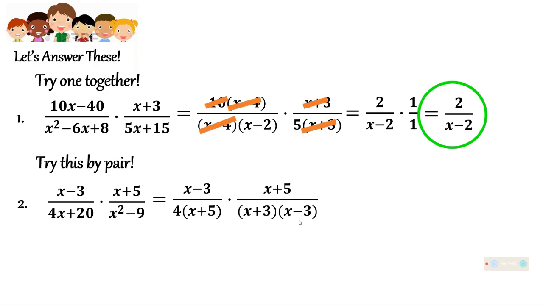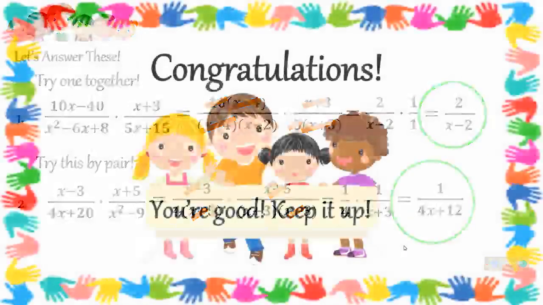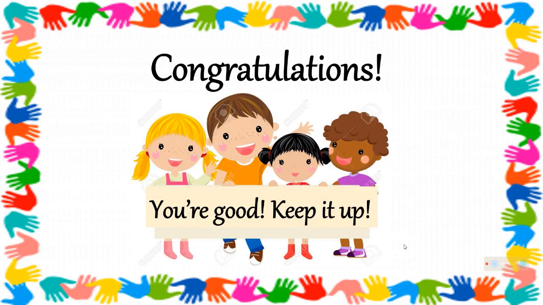So, after factoring, cancel out the common factors, and then simplify and multiply. So you will obtain 1 over 4x plus 12. Okay? Or 1 over 4 times x plus 3. Okay? So that's all for this. I hope you understand what I have discussed to you earlier.